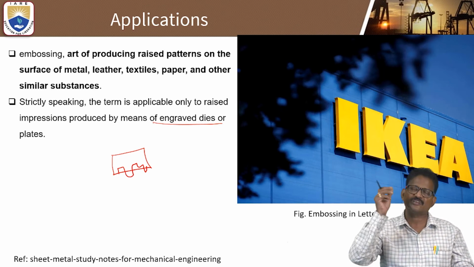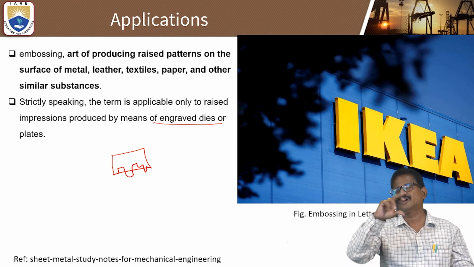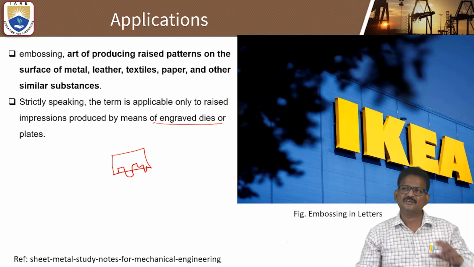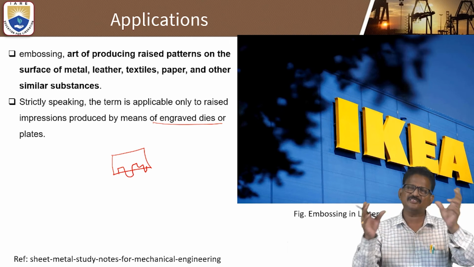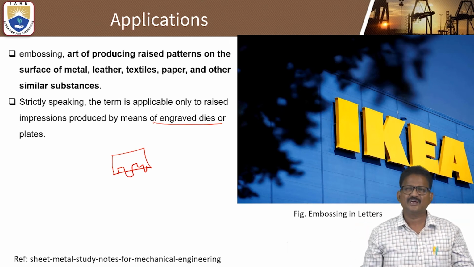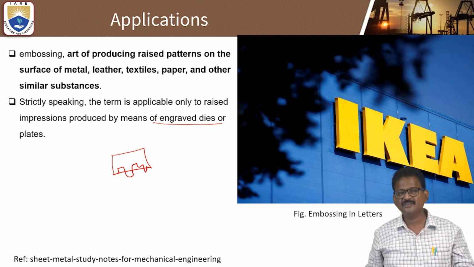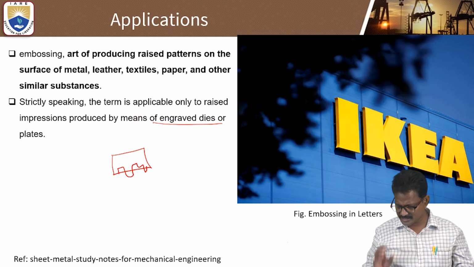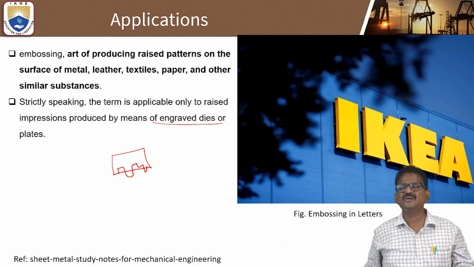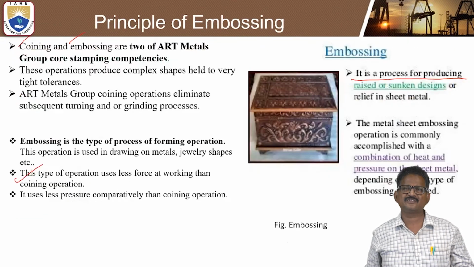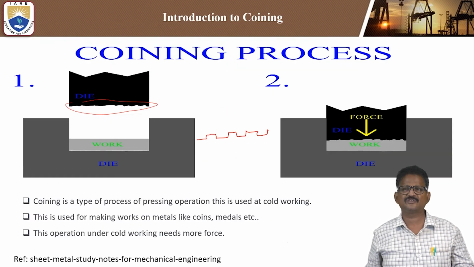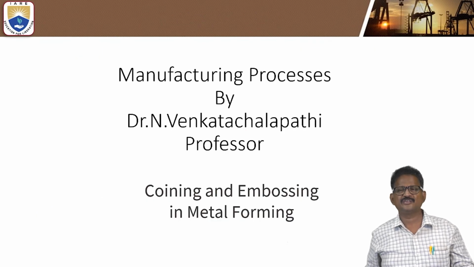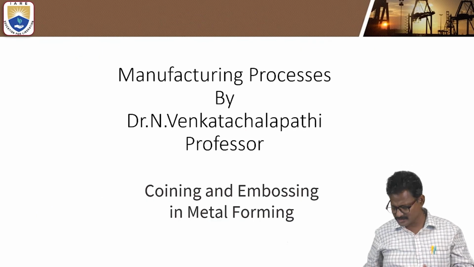Nowadays, software companies like Infosys and Amazon also use these embossed letters. Okay, and I would like to share the importance of embossing and coining. Look at the final conclusion of coining and embossing in a metal forming process.